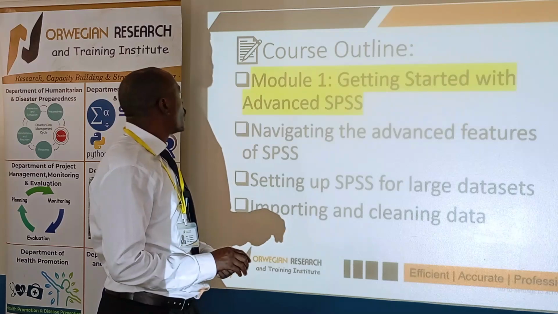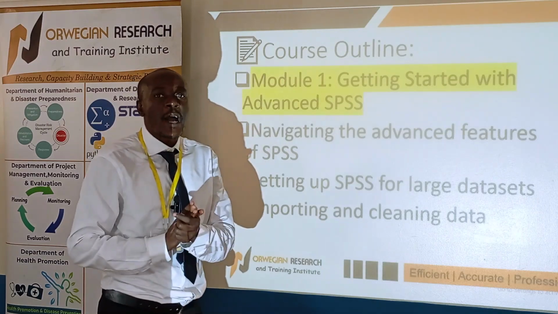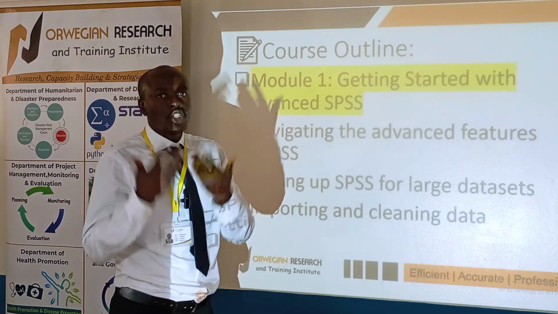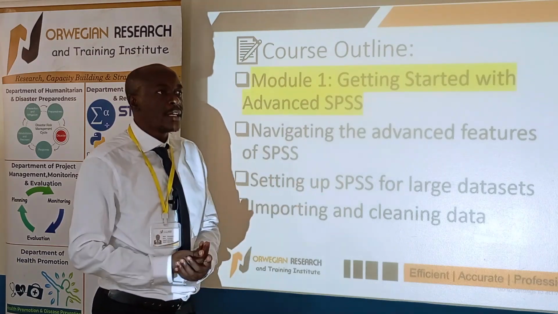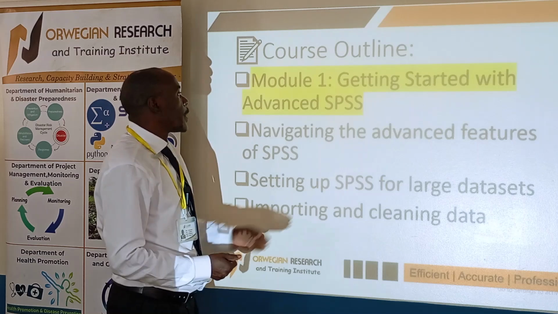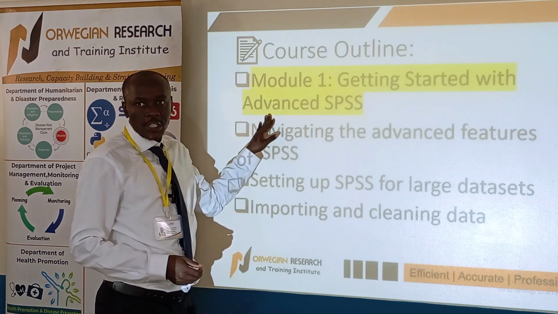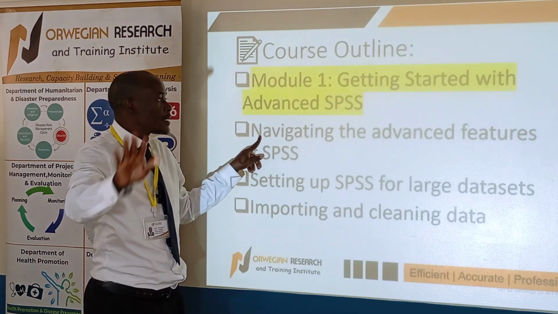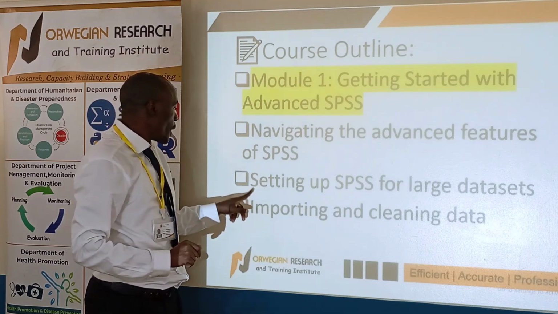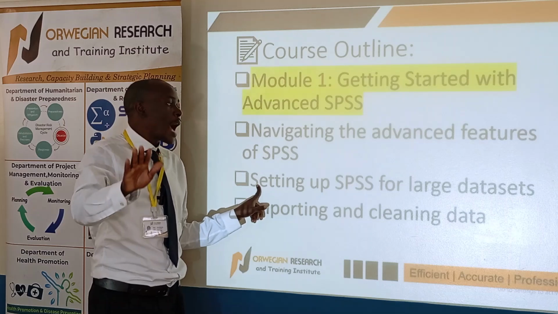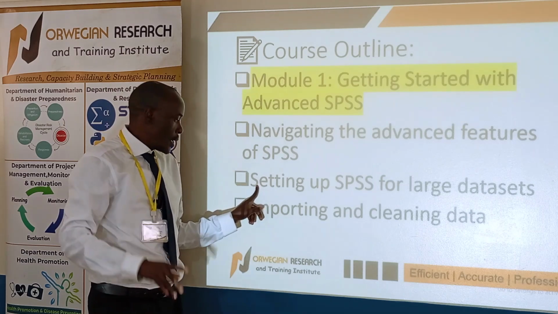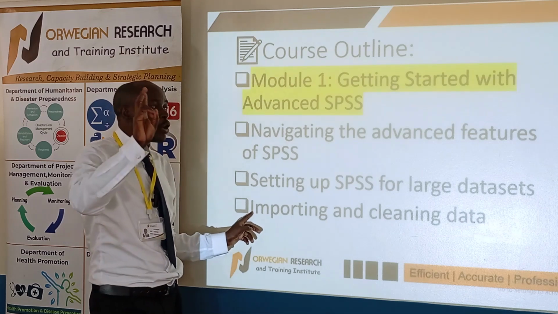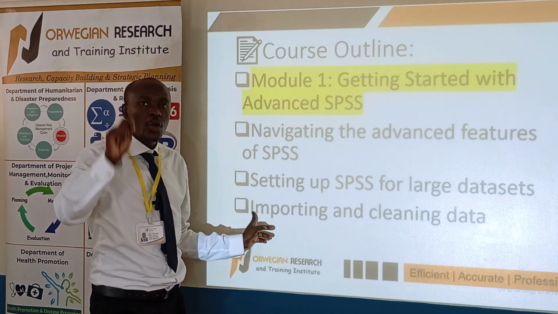So let's move now to what exactly you are going to cover in each and every module. So we start directly with module 1. In module 1, what are we going to cover in this advanced SPSS training? Getting started with advanced SPSS. You will look at navigating the advanced features in SPSS. Next, we are going to look at setting up SPSS for large data sets, and then importing and cleaning up our data sets. That's what we are going to cover in our module 1.